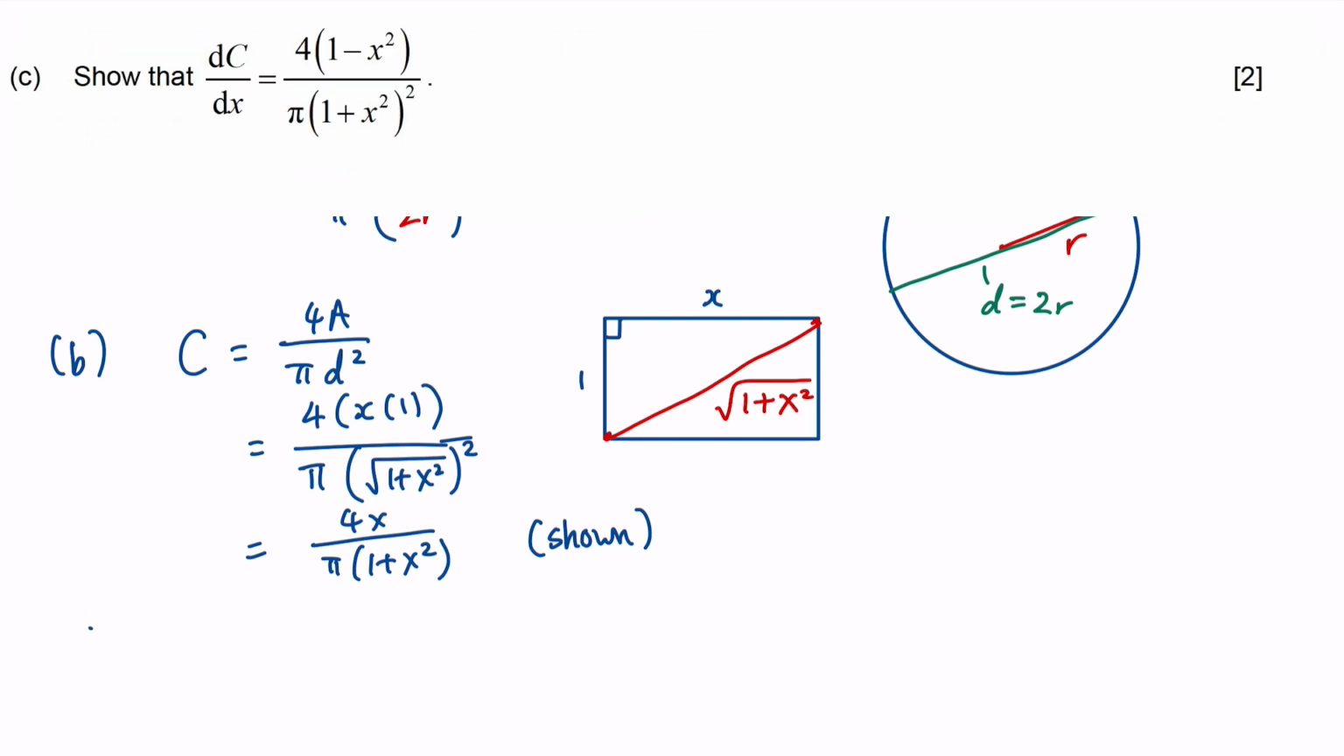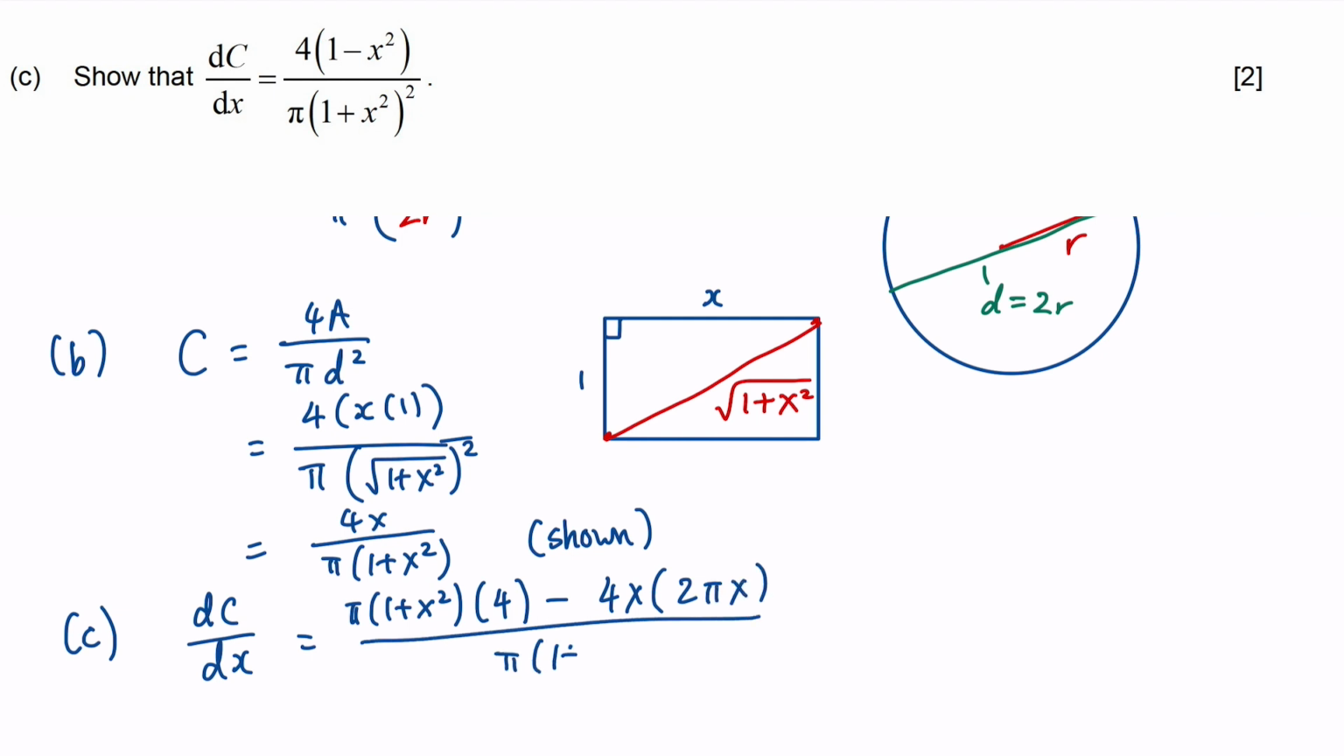Part C now. Show that dC/dx is as shown. In this question, we basically need to differentiate the expression that we have found above. Let's do that differentiation by quotient rule: v du/dx minus u dv/dx, that is 4x times 2 pi x over pi times (1 plus x squared), v squared. If you reduce this, you really do get 4 times (1 minus x squared) over pi times (1 plus x squared) squared.